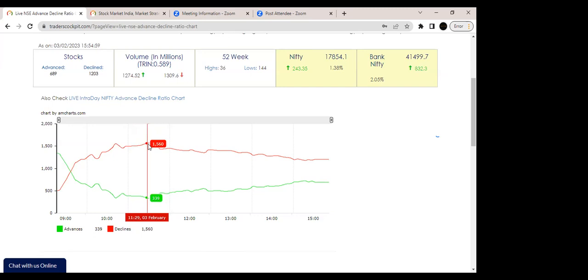So by looking at this, we are not going to trade. We have trading setups where we have to execute the trades. So this helps the live AD ratio charts. It helps you understand the market direction in an intraday time frame. It calculates 1,800 plus stocks in the NSE.